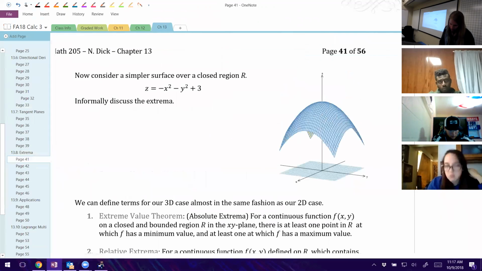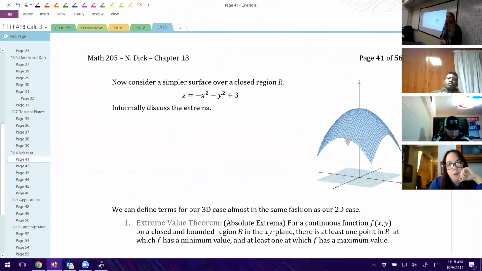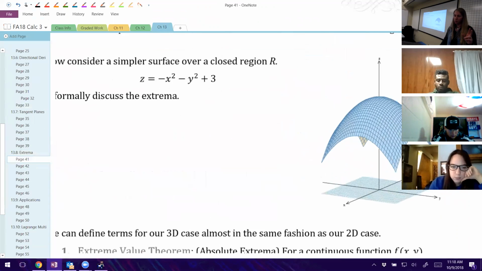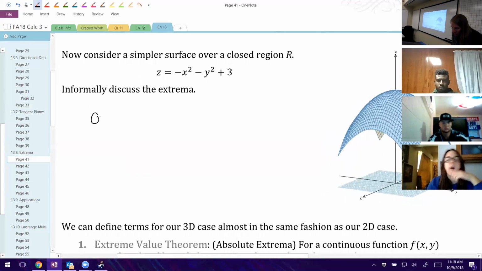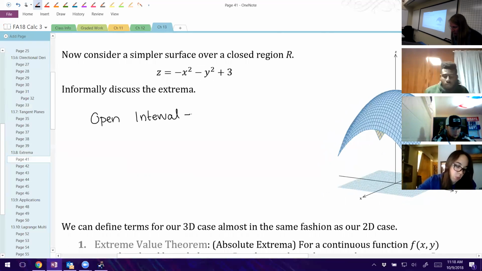All right, page 41. There's a little picture. So a simple surface. We have this guy here. Think about this two ways. If we imagine that this is just taking a snapshot of something on a larger open interval, okay, because we know that these surfaces go on forever. So this is a paraboloid, keeps going on forever and ever in both directions there.